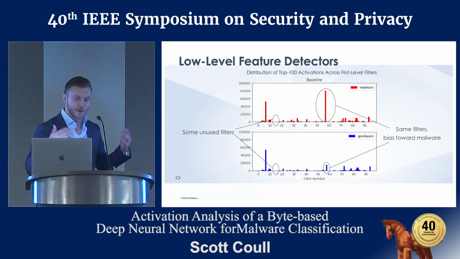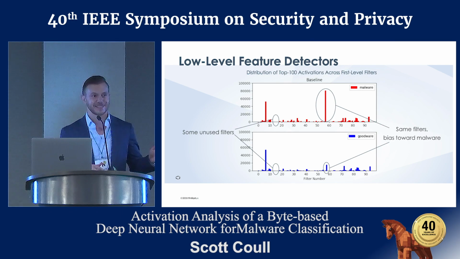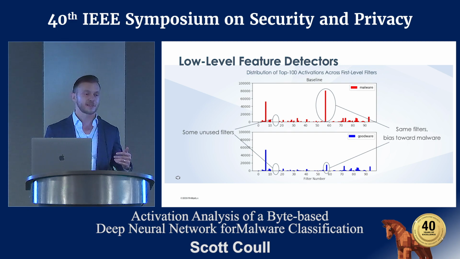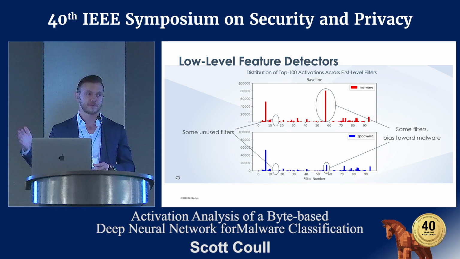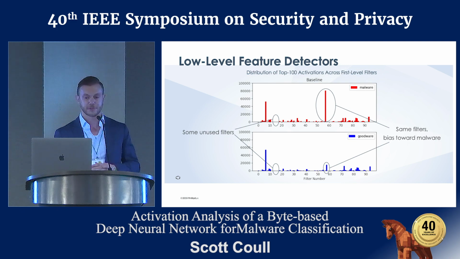All right, so now we've bumped up one level. Now we're looking at the first convolutional layer. This convolutional layer has 96 filters in it. And so what we did is we looked at, for each of the files in our dataset, the top 100 activations, weighted by their weight across all of these filters. And we see a couple of interesting high-level things pop out immediately.